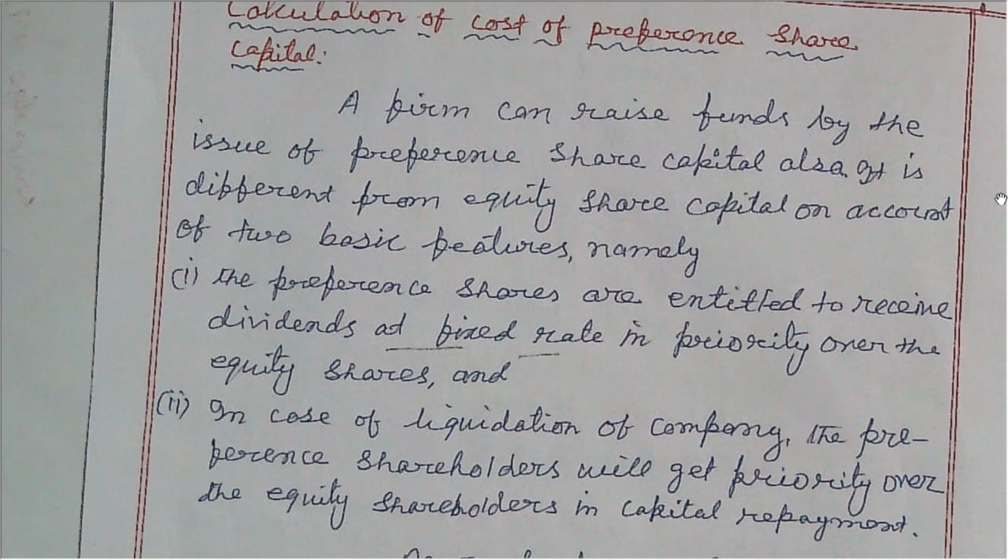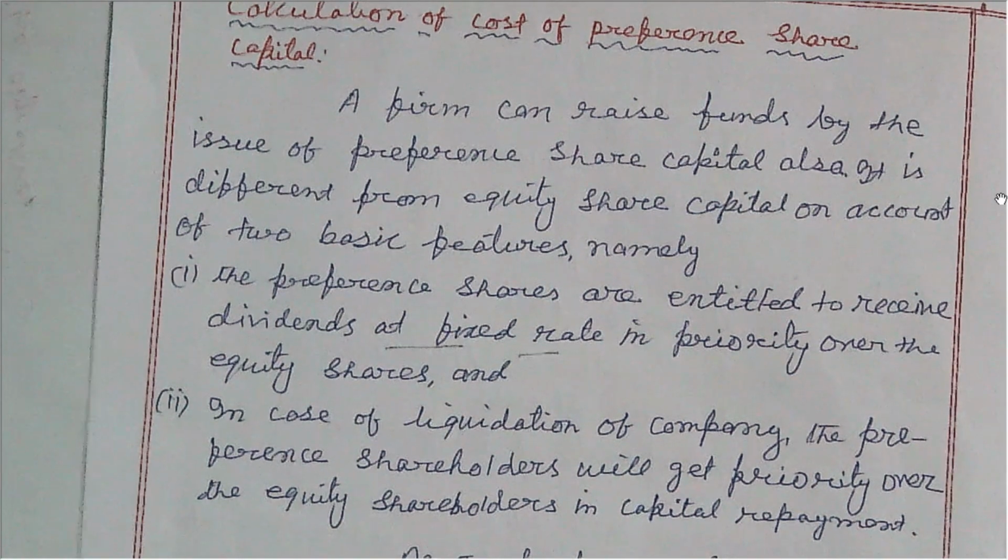Perpetual means non-redeemable, irredeemable, and non-perpetual means redeemable. The basic feature of preference shares is that the rate of dividend is predetermined, and if it is redeemable, the period of maturity is also predetermined. Accordingly, a firm issues the preference shares.